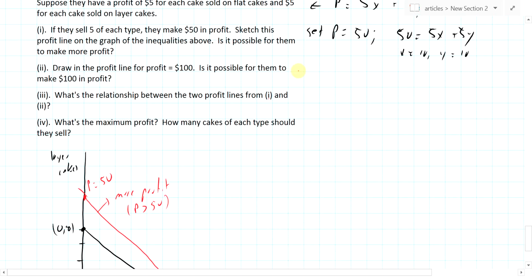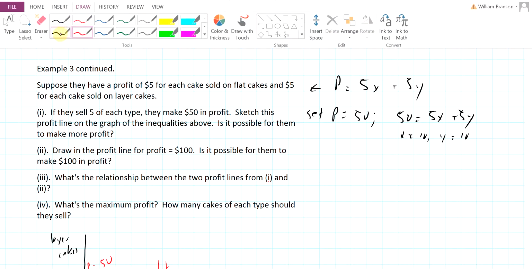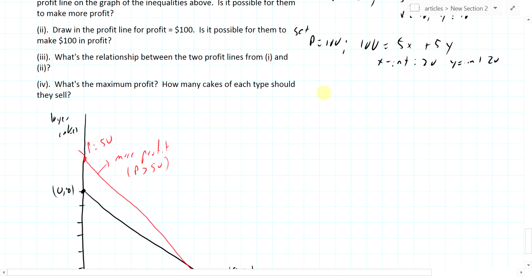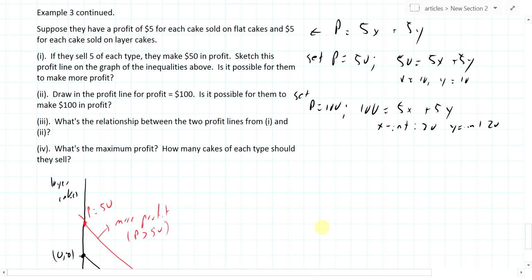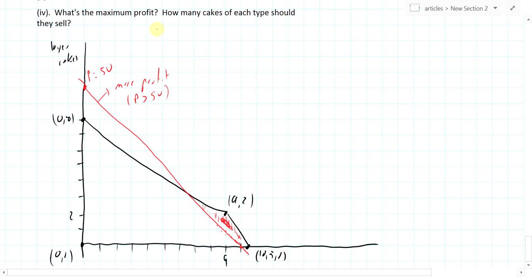So suppose we look at the profit line for P equal to 100. Okay, so we'll go back to black. For this one, we want to set P equal to 100. That becomes 100 equals 5x plus 5y, or x-intercept now is 100 divided by 5, and that's 20. Y-intercept becomes 100 divided by 5. That's also 20. And unfortunately, I didn't make my graph big enough to be able to put 20s on it. If we go back to my red line, we'll just pretend that it's out here somewhere.